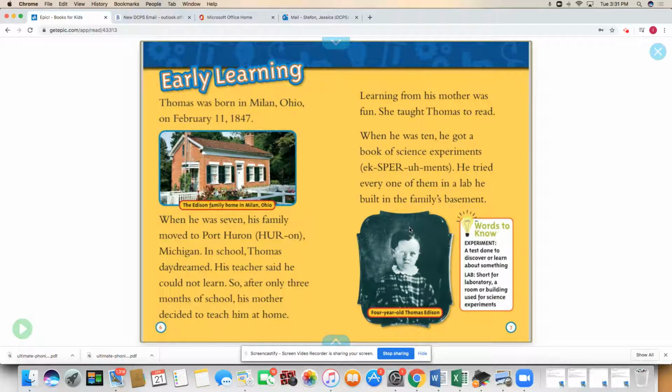Also, one other point I wanted to make about this informational text: you notice on each of the pages, or every 2 pages, there's a heading. So here it's early learning. This heading is telling us what this section is going to be about. All of the details, all of the information on these pages, it's all going to connect to this main idea of early learning that's told in our heading. Okay? So let's keep reading.